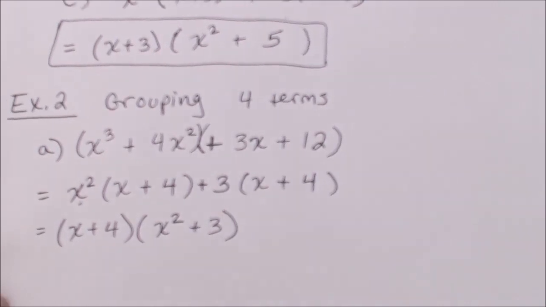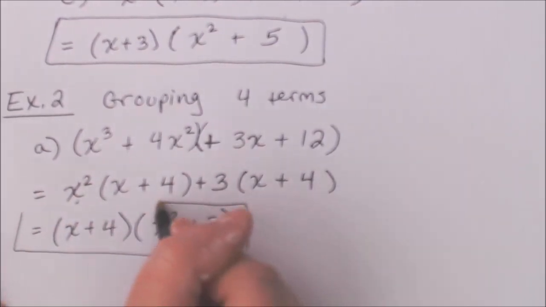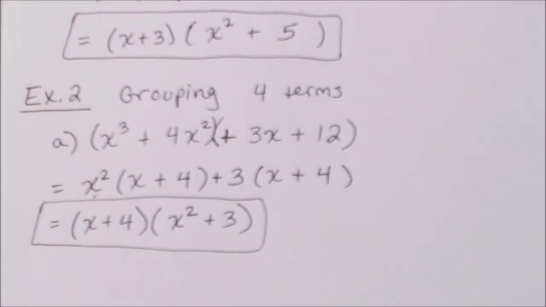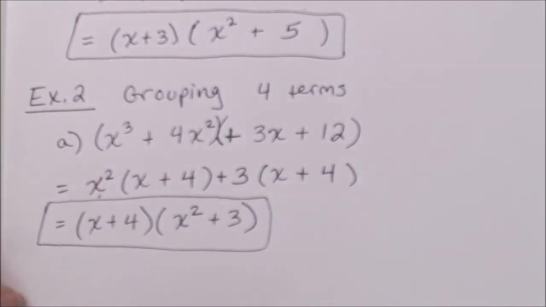And that's group factoring. So we group the first two, take out the GCF, group the second two, take out the GCF, and then whatever they have in parentheses that's common, we take that out and put the remaining terms in parentheses. That's group factoring. Let's do another one.